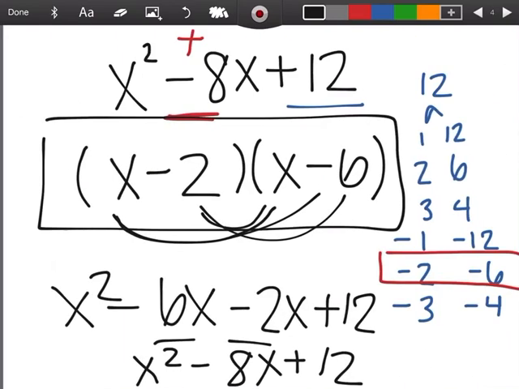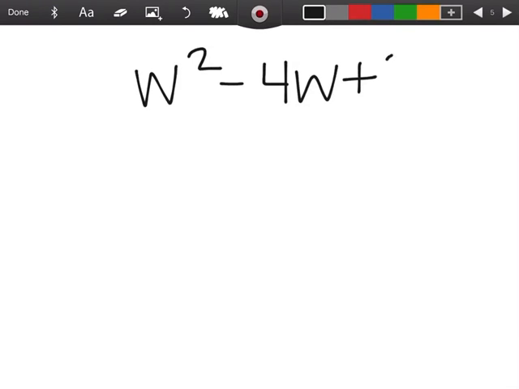So factoring is the inverse of multiplying polynomials, or it's backwards, it's opposite. So if I can multiply, I can learn to factor because I know what I'm trying to get to. I'm just working backwards. So let's try a practice problem. What about w squared minus 4w plus 3?